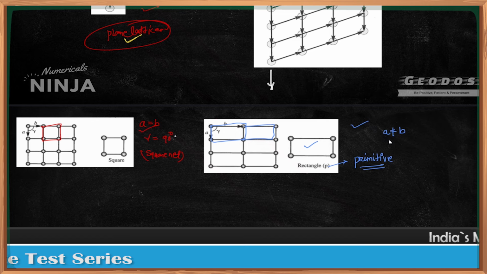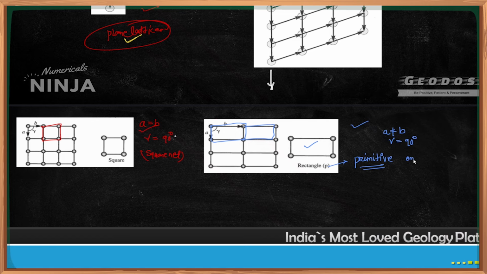Okay, and what is the characteristic property of these things? A is not equal to B, and gamma will be equal to 90 degrees. What do we call this? We call this orthonet. Okay, and similar things are shown here in the next case, which is the most important one. And I have numericals in this direction also. So this is called rectangular.